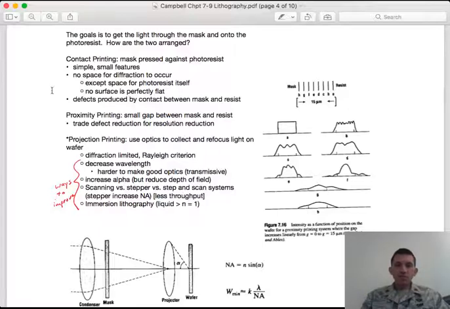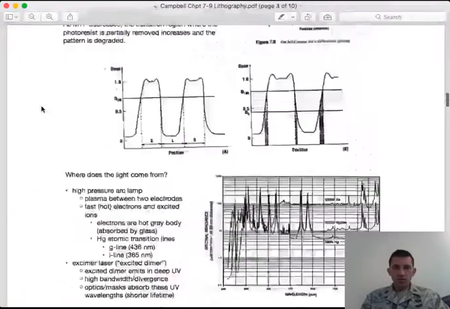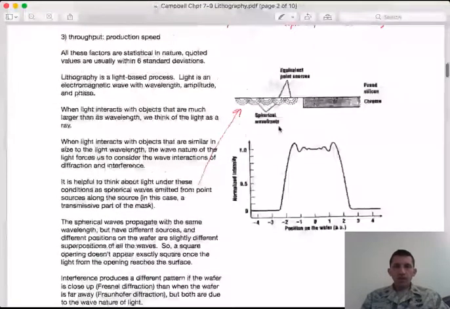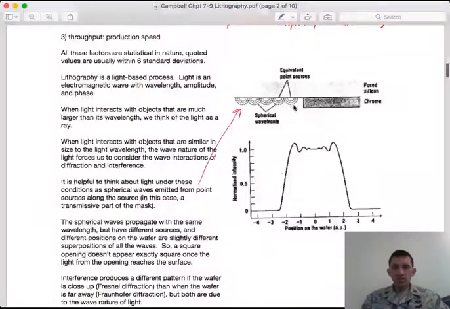This is a simple arrangement, and it also is the one that decreases the diffraction the most, right? You can imagine, if I go back up to this diffraction picture, if I have my wafer right here, there's little time or space for these spherical wavelets to interfere with each other.